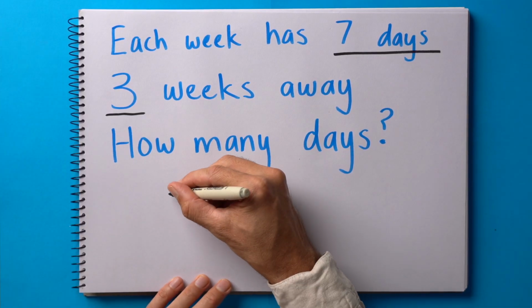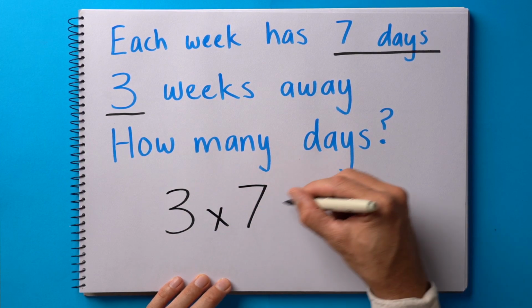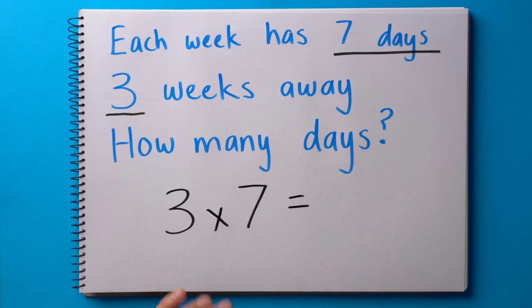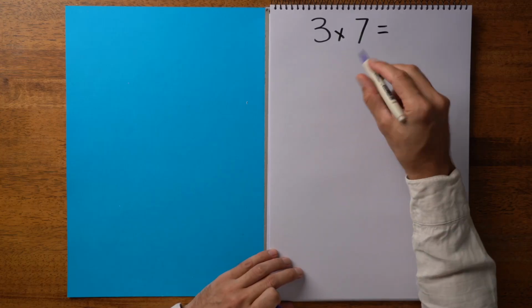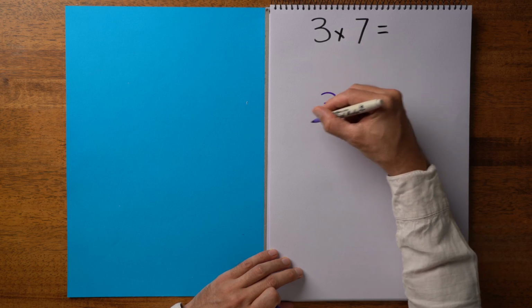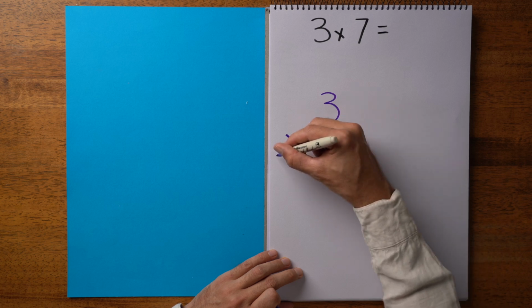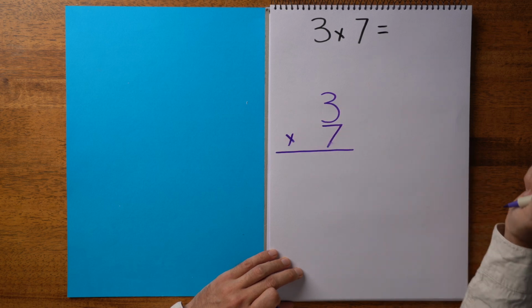We could write 3 times 7 equals. Now let's solve it. 3 times 7 equals can be written as 3 times 7, and the answer goes on the bottom.